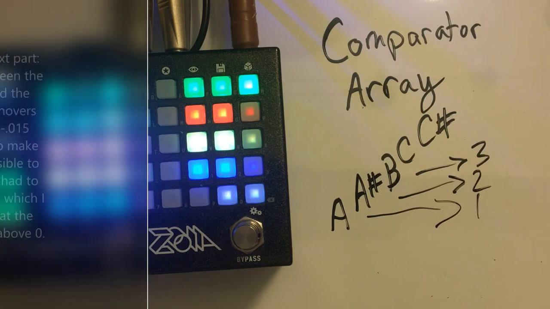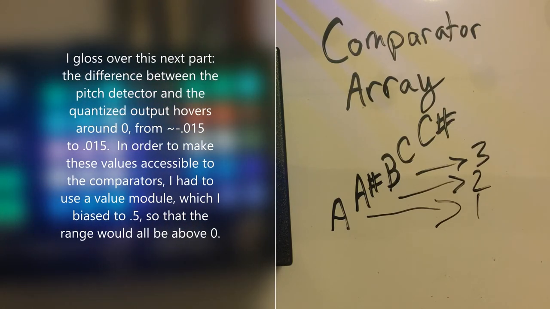And I had to change the level of the CV in order to make those comparisons, because it centers around zero, and one thing that comparators aren't always the best at is dealing with negative numbers, because the negative input can't be biased to negative numbers. So that's a comparator array.